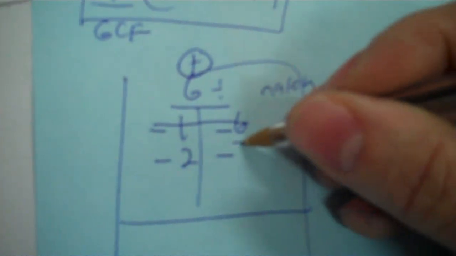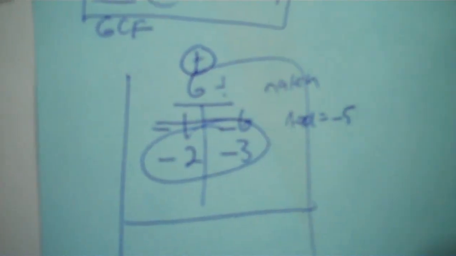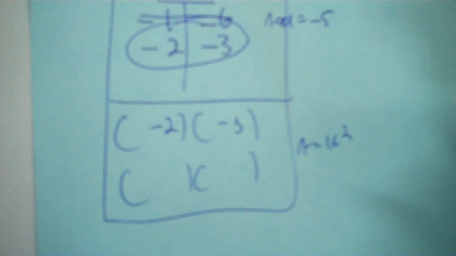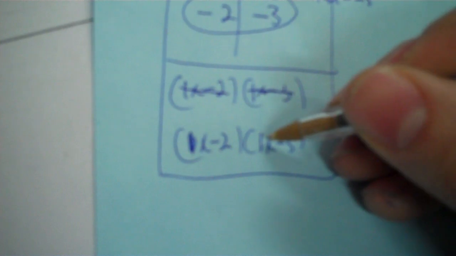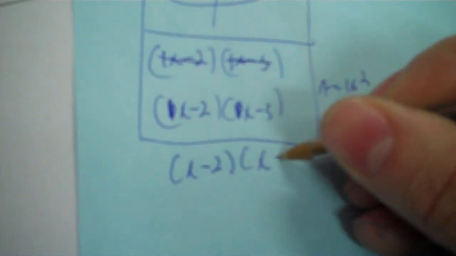6 divided by 2 is 3. Cha-ching. A is 1x to the second power. So you put negative 2, negative 3. Then it'd be x, x, 1, 1, which cannot simplify because 1 and 2 is just 1. Take the 1's off. So this is x minus 2, x minus 3. So replace this with this.